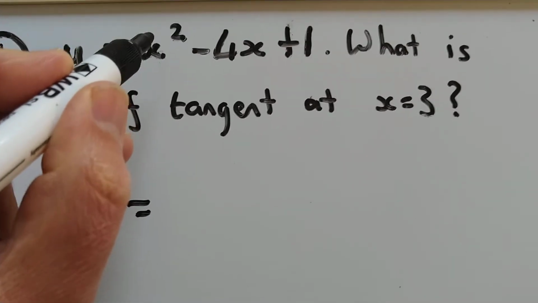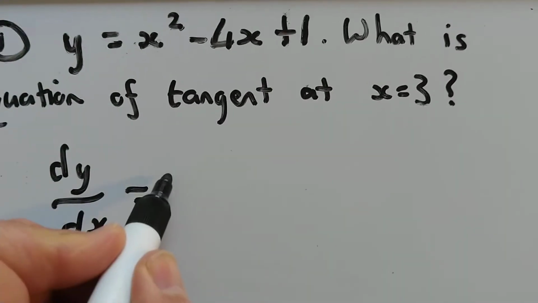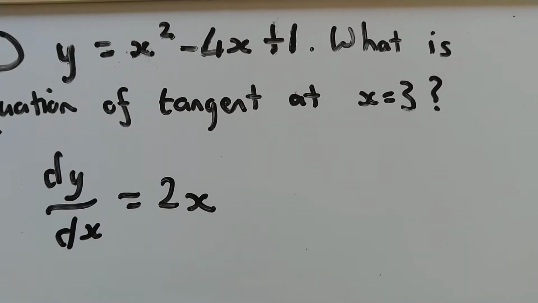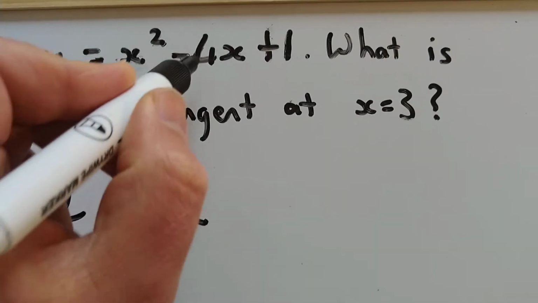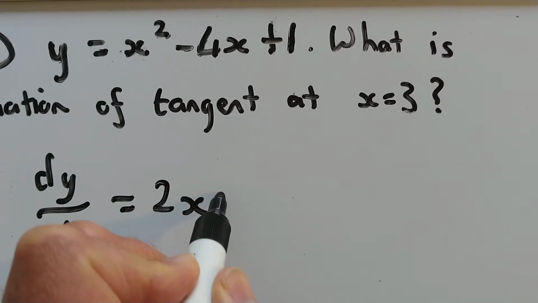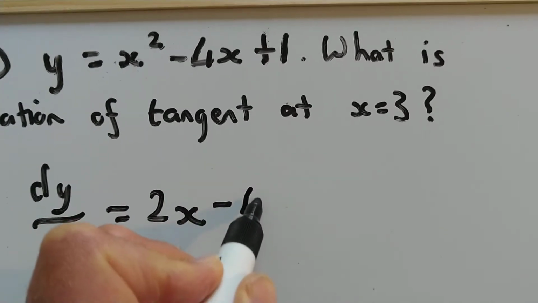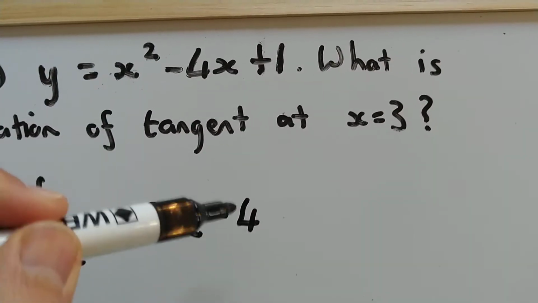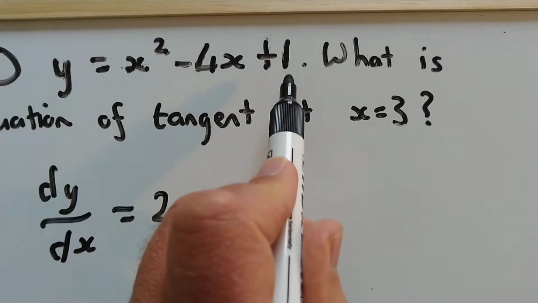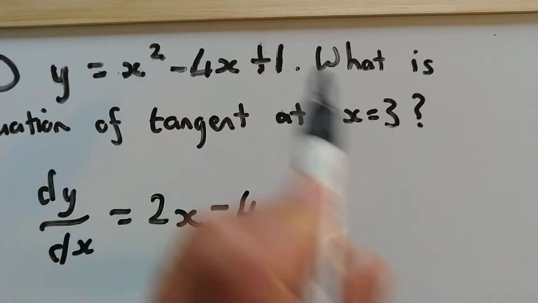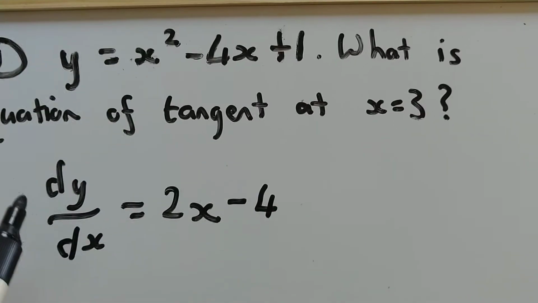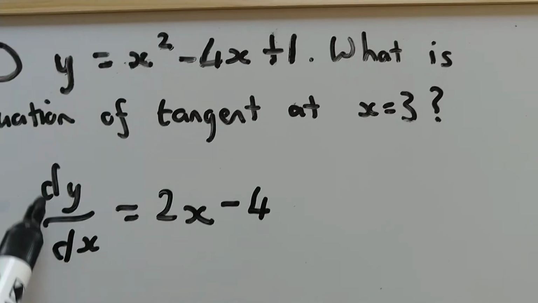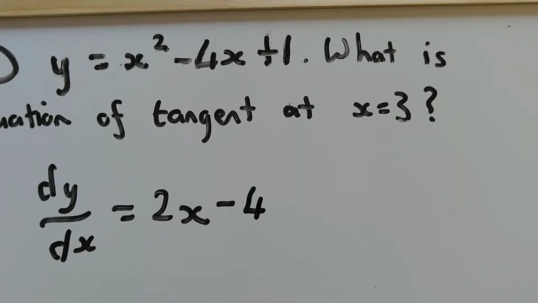Differentiate x squared. By now, of course, that's 2 times x to the power of 1. Minus 4x becomes negative 4 because the power of x here is 1. And differentiate any constant, that's x to the 0, that disappears. So my formula for gradient anywhere on this curve is dy by dx is 2x, take away 4.